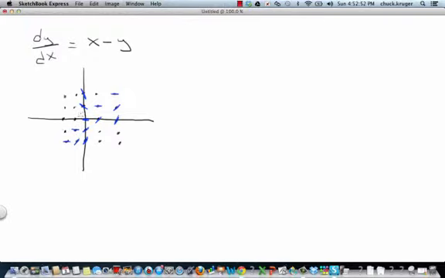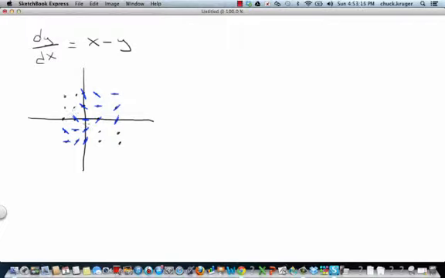So if I have 1 minus 2, I'm going to have a negative 1. 0 minus 1 is a negative 1. And negative 2 minus negative 1 is a negative 1. So they're parallel going this way. Trying to be parallel anyway. And what about this one right here?